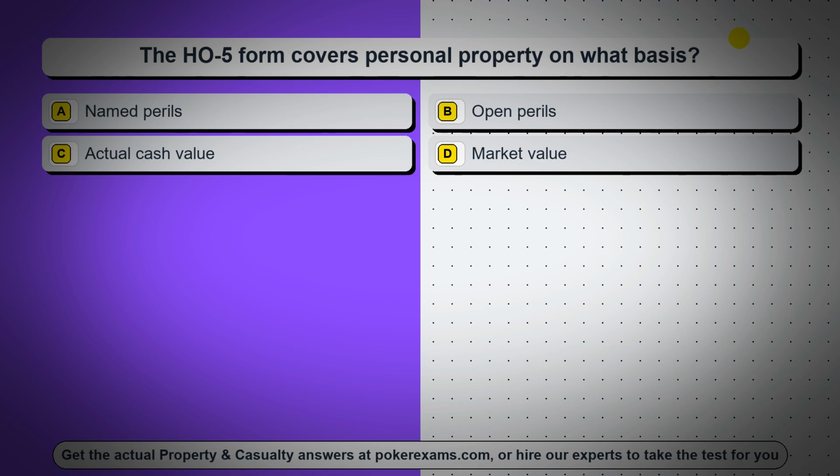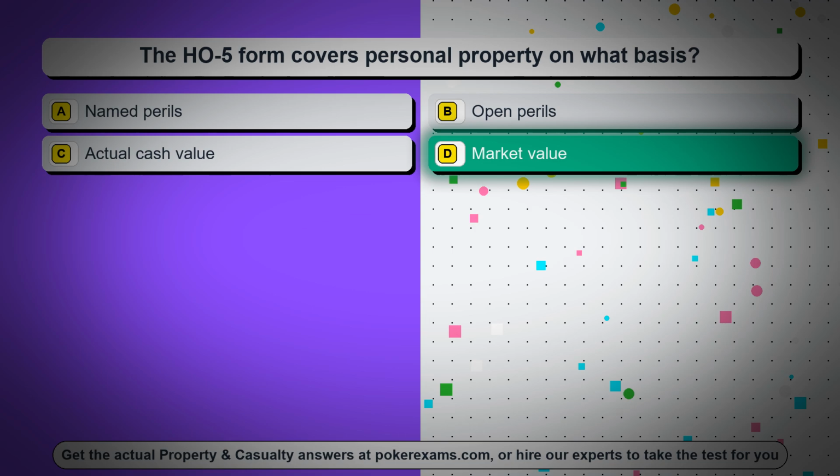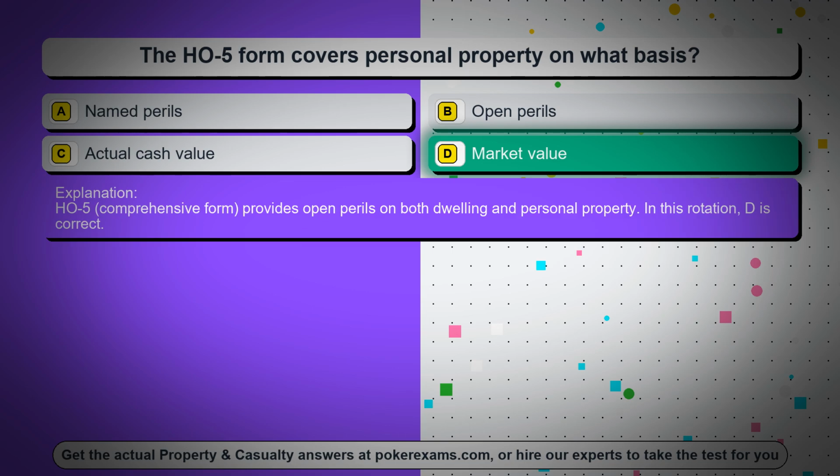Named perils. Option B. Open perils. Option C. Actual cash value. Option D. Market value. The correct answer is option D. Market value. HO5, comprehensive form, provides open perils on both dwelling and personal property. In this rotation, D is correct.